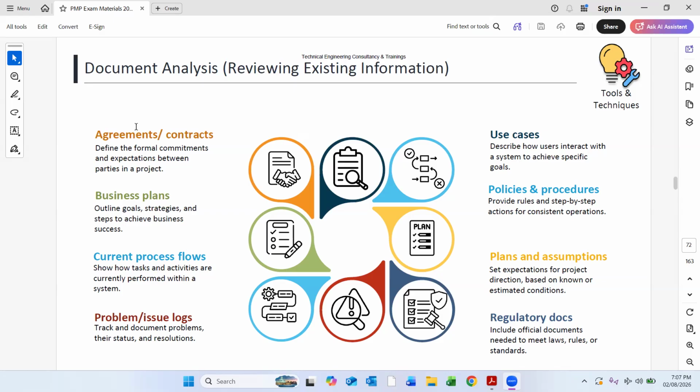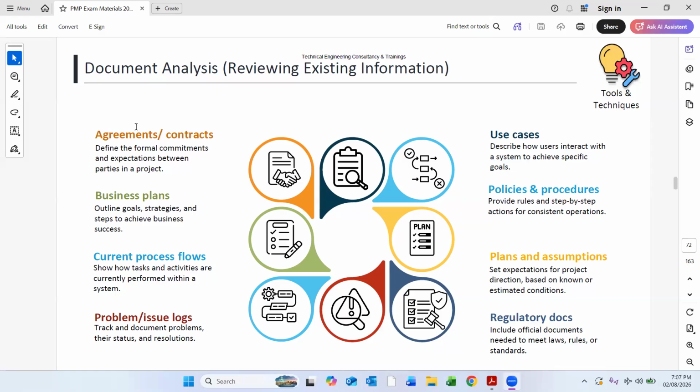And how it flows. In the issue log, we track the problems. In the issue log, we usually track the problems and their status, how and when they will be resolved, and what the mitigation is. How to mitigate this issue is also part of the issue log. And use cases, how users interact with a system to achieve specific goals.